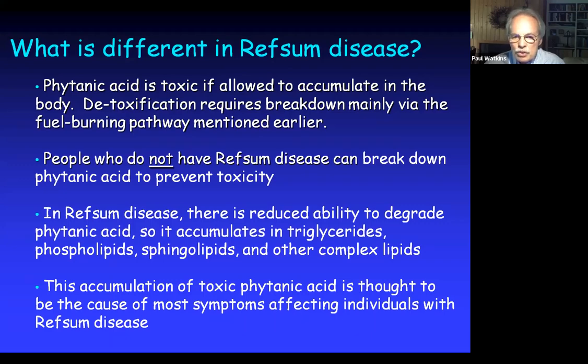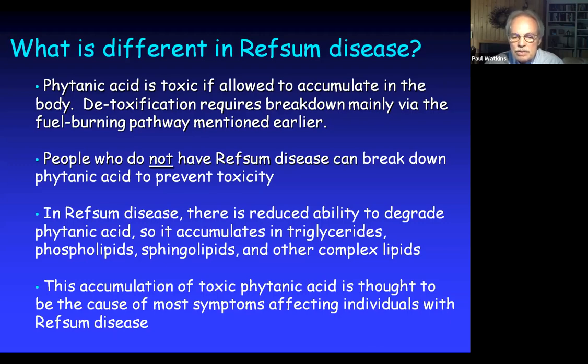Detoxification requires control of the levels of phytanic acid and requires breakdown mainly via the fuel burning pathway that we mentioned earlier. People who do not have Refsum disease can break down phytanic acid to prevent its buildup and thus prevent toxicity. But in Refsum disease, there's reduced ability to degrade phytanic acid. So it can accumulate in your triglycerides, your phospholipids, sphingolipids, and all other complex lipids, causing problems.